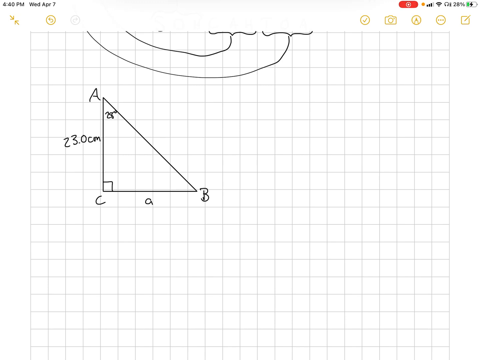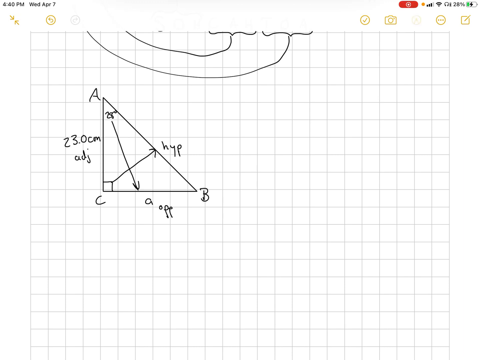So what we want to do to start with is identify or label your triangle. So that is our hypotenuse. You'll notice that A is given to us as 28 degrees, so that makes it our reference angle. Therefore, we have the opposite, and this is the adjacent side by process of elimination.